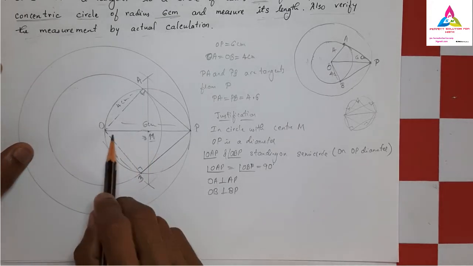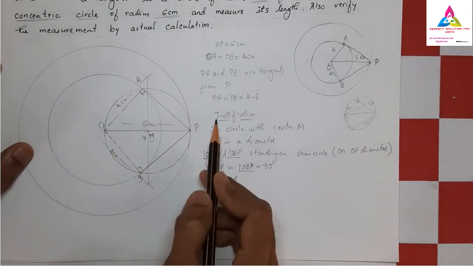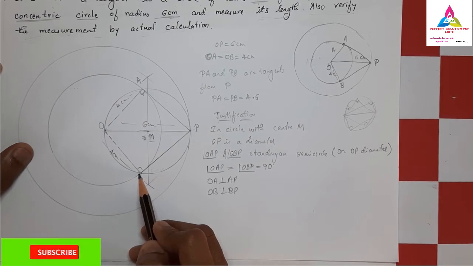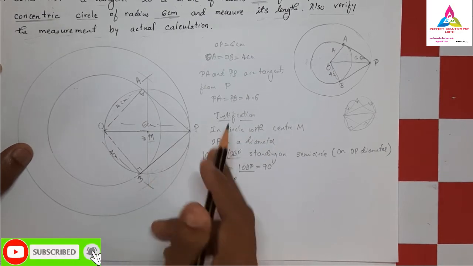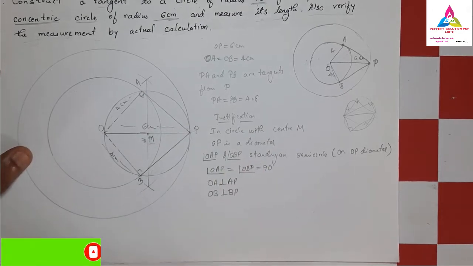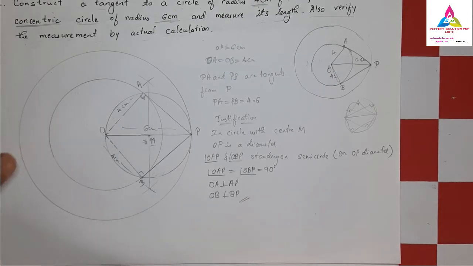The radius of the circle and the tangent at the point of contact are perpendicular, because the tangent and the radius are perpendicular, that you have learnt in the 4.1 theorem. So according to this we have done the justification.